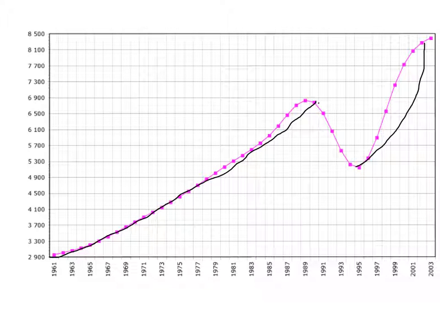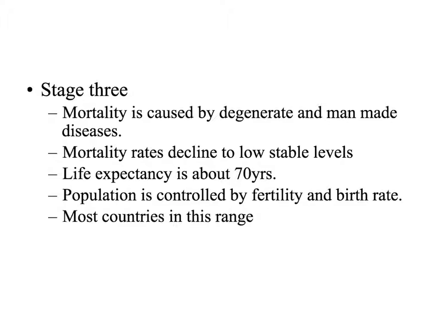So, yeah. Stage 3, and most of the countries are in the stage 3 to stage 2 range, right in between them pretty much. And mortality is caused by degenerative man-made diseases. Mortality rates decline to slow, stable levels. And life expectancy is about 70 years. Population is controlled by fertility and birth rate, and most countries are in this range.